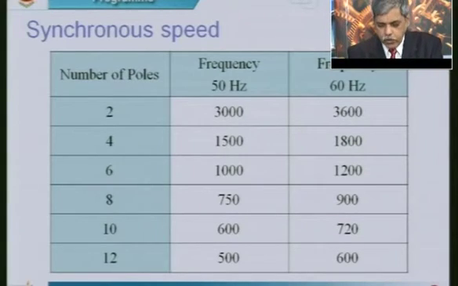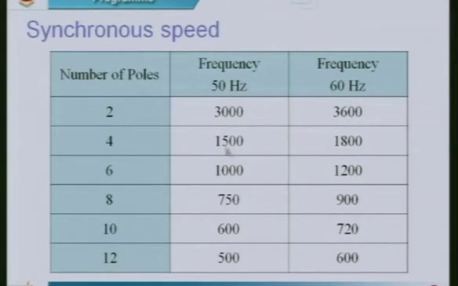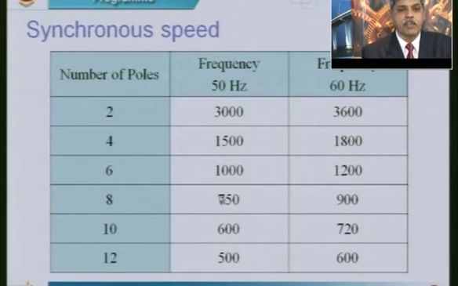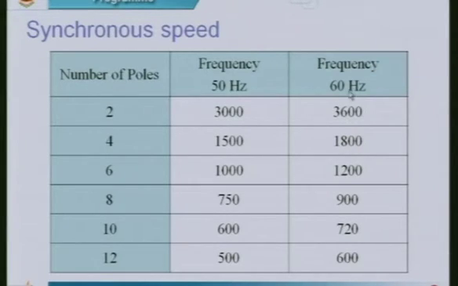If you go to the US or places where the frequency is 60 Hertz, for the same number of poles, because the frequency is more, the synchronous speed is also larger, 3600. Similarly, as the number of poles increases for a given supply frequency of 50 Hertz, the synchronous speed keeps decreasing. You can see 3000. When I double the poles, it is 1500. When I increase the poles 3 times, from 2 to 6, my speed is 3000 divided by 3, 1000. Like that, 8 poles will be 750, 10 will be 600, 12 poles, 500 RPM. Like that, for the same number of poles, if I increase the supply frequency, I can get a higher speed for the rotating magnetic field.